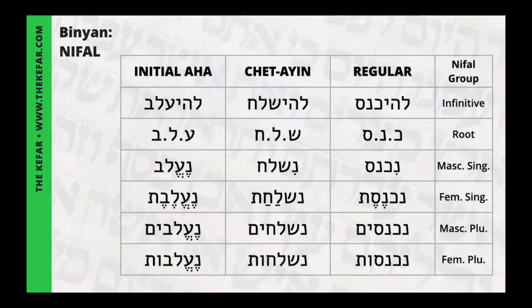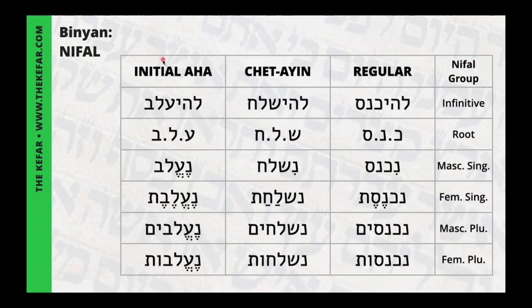So these are the 3 groups that we've done so far. We have our regular pattern, nichnas, nichneset, nichnasim, and nichnasot. So our sound pattern is ia, ieet, iaim, and iaot. For chet ayin, these are verbs where the last letter of the root is chet or ayin. It's basically the same as our regular pattern. The only difference is with the feminine singular. Instead of being ieet, it's iaat. So nichneset regular versus nishlachat chet ayin.